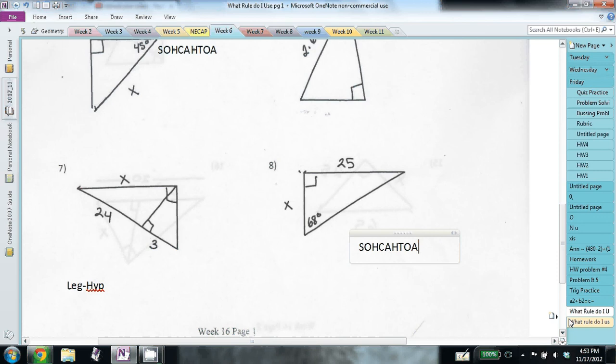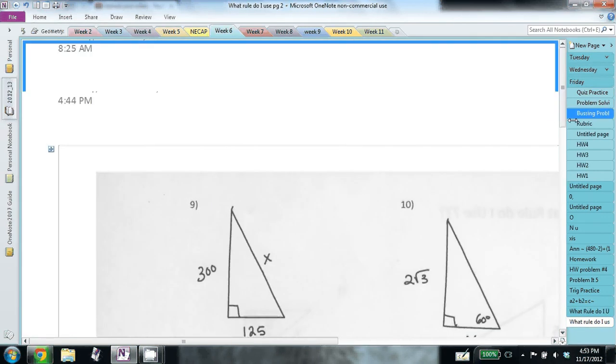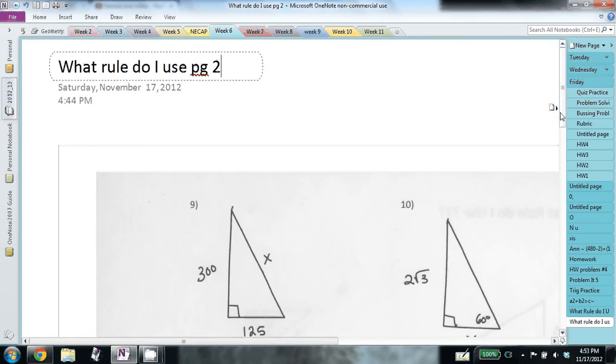Take a look at the back. Number 9. Ooh, where did I end up here? Sorry about that.